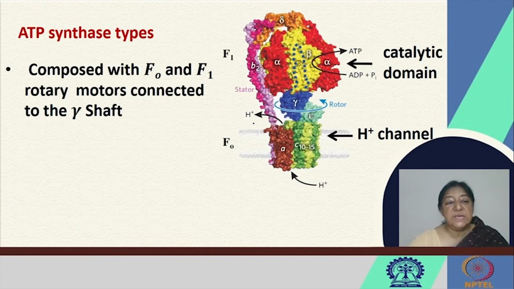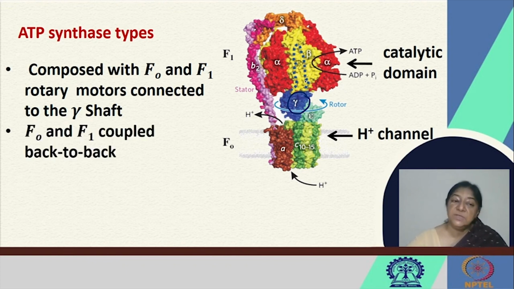The ATP synthase types are composed of the F0 and F1 rotary motors. They are connected through the gamma shaft. So this is the gamma shaft and there is a counterclockwise movement or a clockwise movement, depending upon whether there is going to be ATP hydrolysis or not.